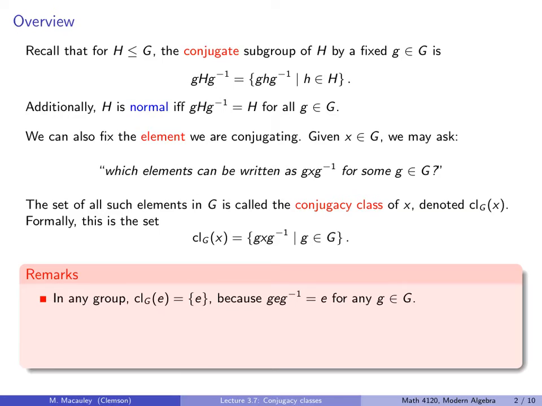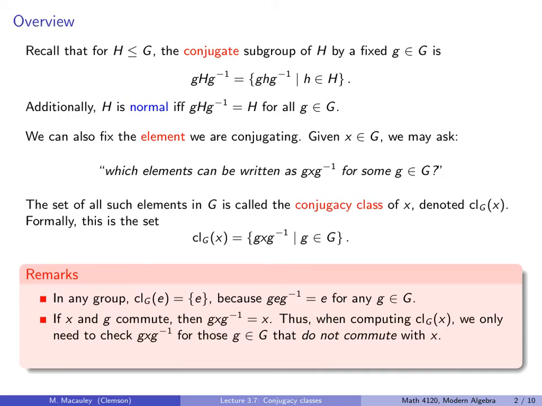Second, if x and g commute, then if you conjugate x by g, you can swap the order of x and g, the g and g⁻¹ cancel, and you get back x itself. Thus, when computing the conjugacy class of x, we only need to test gxg⁻¹ for those g that do not commute with x. Moreover, the conjugacy class of an element is just itself if and only if x commutes with everything in G. You see why that is true?